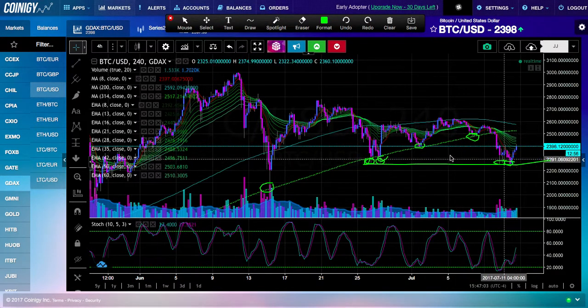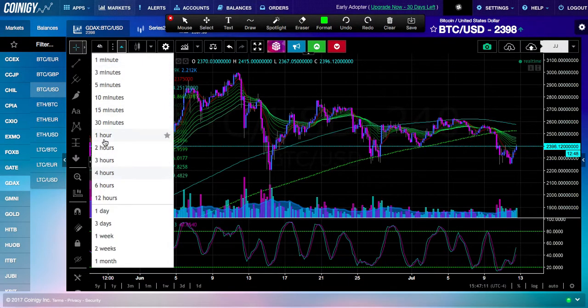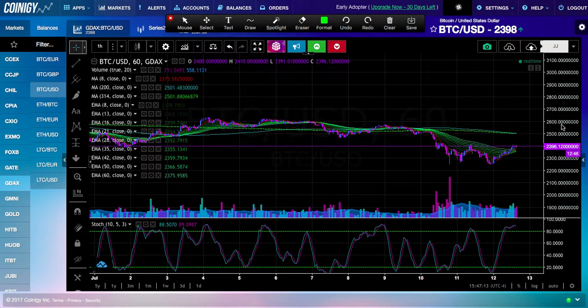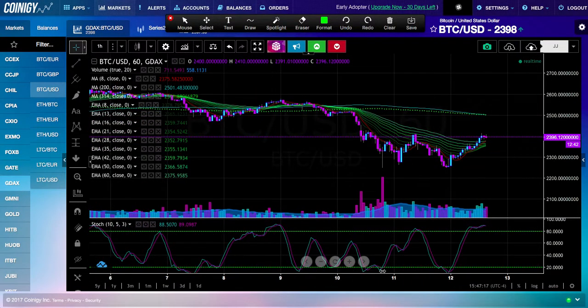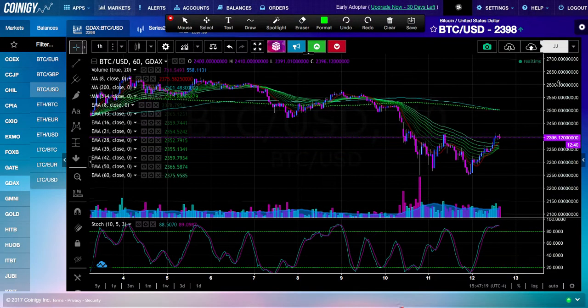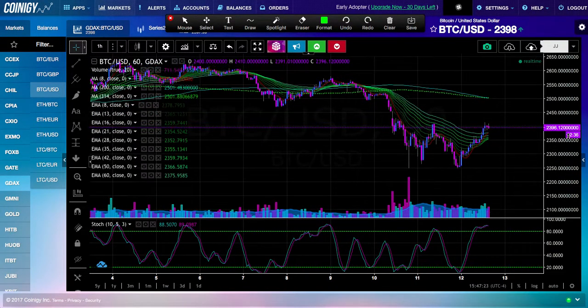These are areas that we care about. And then lastly, let's just look at the hourly. Overall, this market's just quietly basing. There's a lot of accumulation still. So we've been better buyers down here.